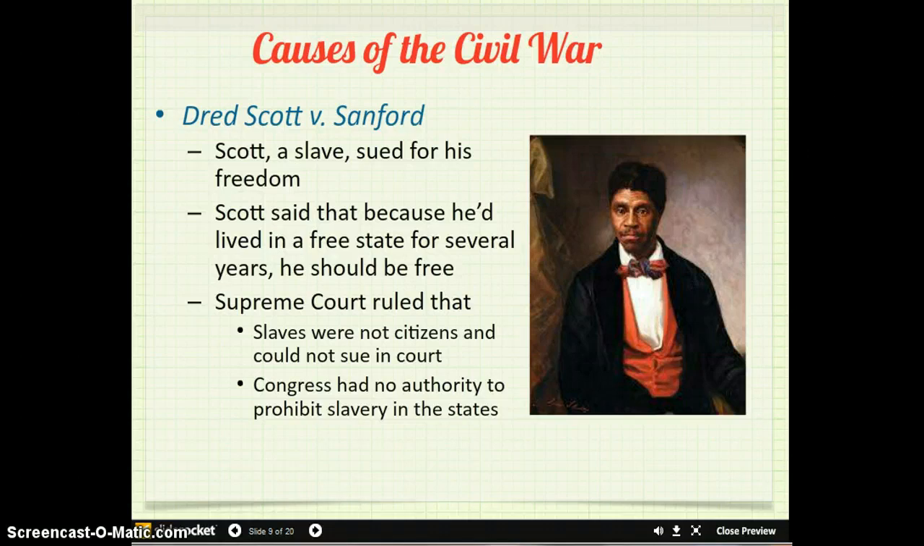The Supreme Court ruled against him, however, and said that slaves were not citizens and therefore could not sue in court. The Supreme Court also said that Congress had no authority to prohibit slavery in the states.